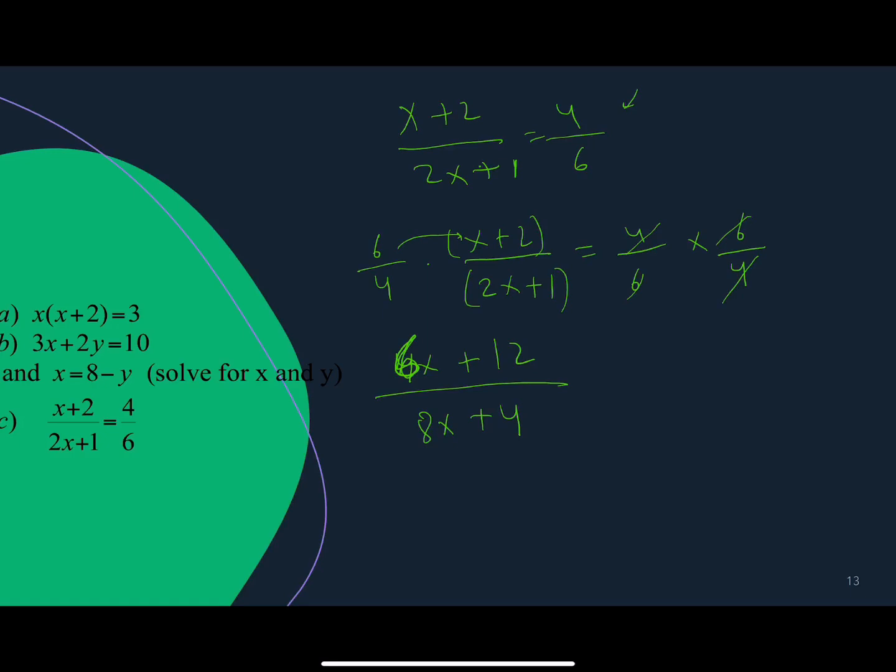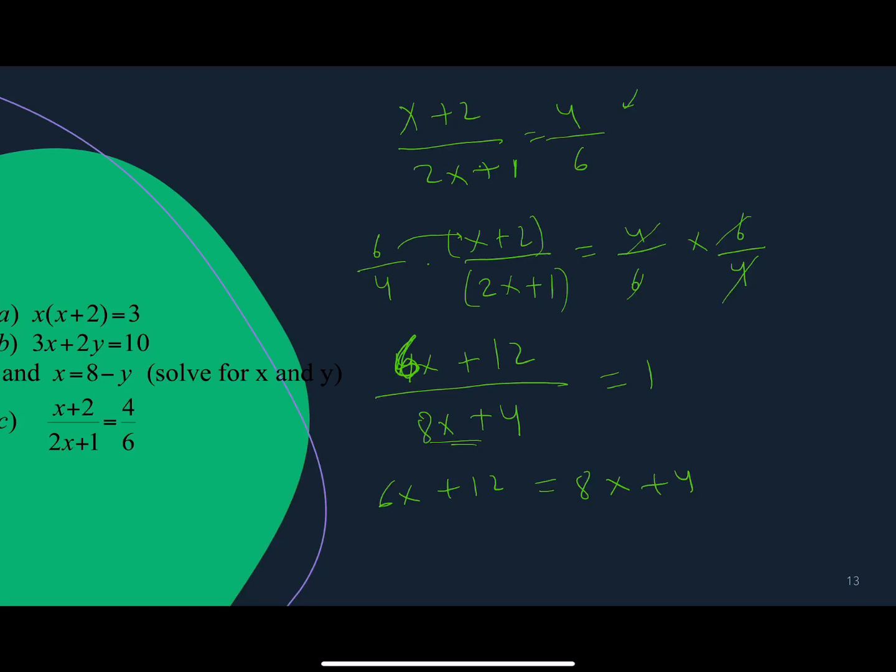and then the answer is 1. And then we'll do the same, 6x plus 12. If you multiply by this value on both sides, that means 8x plus 4.